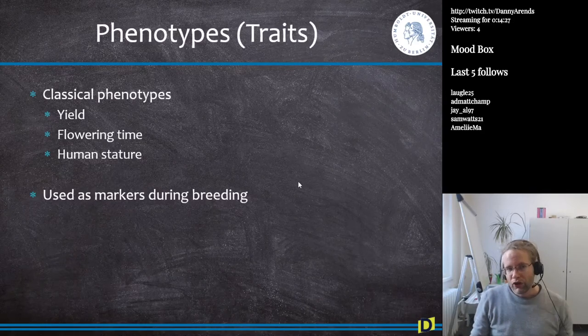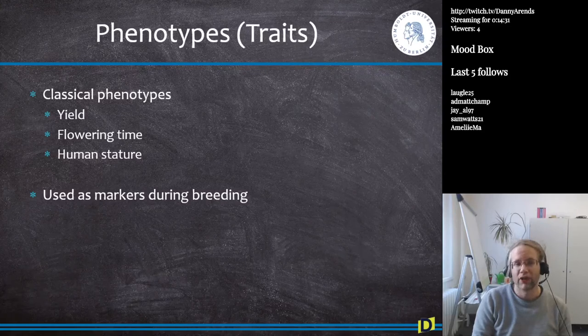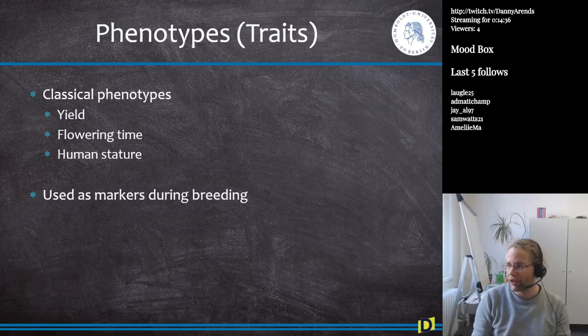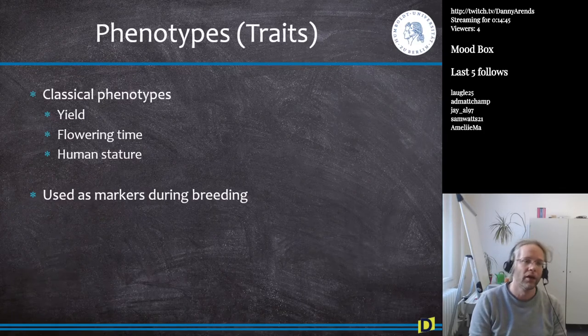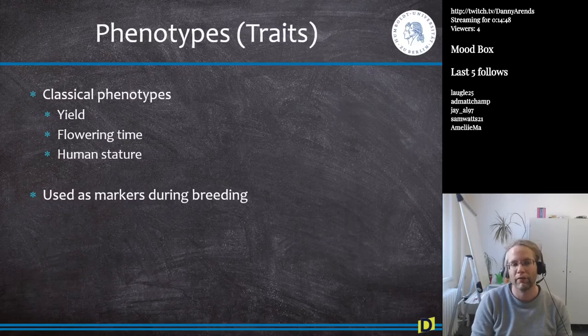All right, so when we talk about phenotypes or traits, generally we consider these things as classical phenotypes. So there's a distinction between what is called the classical phenotypes and what we call nowadays endophenotypes. So classical phenotypes are things like the yield, so how many potatoes does a potato plant make, things like flowering time, like from seed to first flower, how much time is taken by a plant, and things like human stature. So human stature is just how big you are, so height.